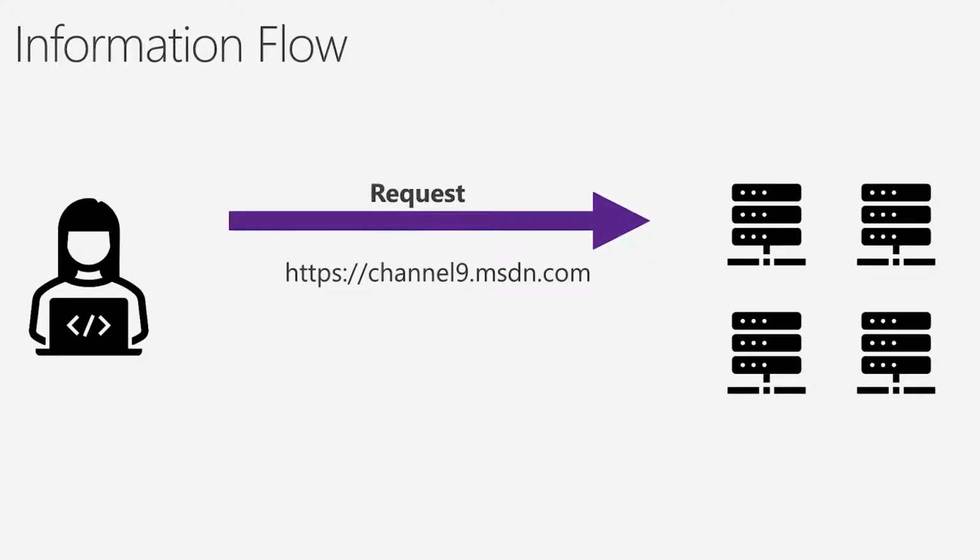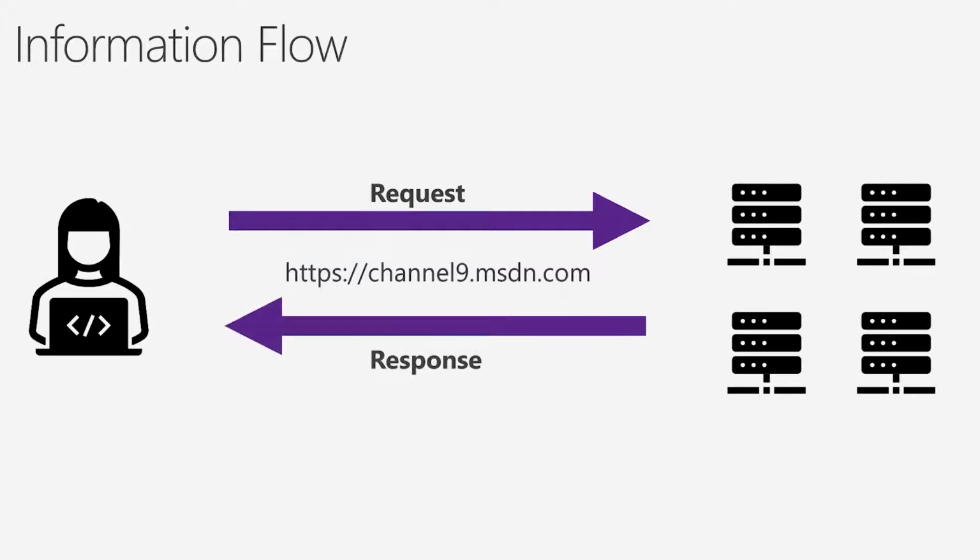Now on the other side, we'll have the server, whose job is to receive that request, process it accordingly, and now it's going to generate an HTTP response that it is going to send back over to the requesting client. The client then receives that response, processes it, and then shows those results to the user.